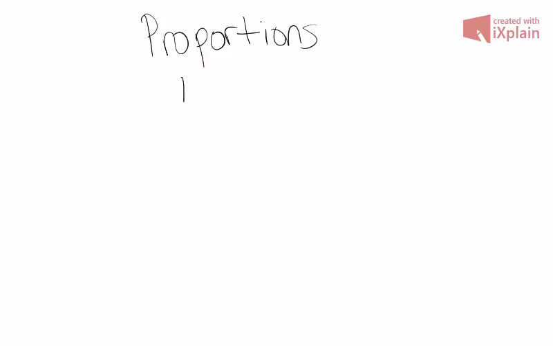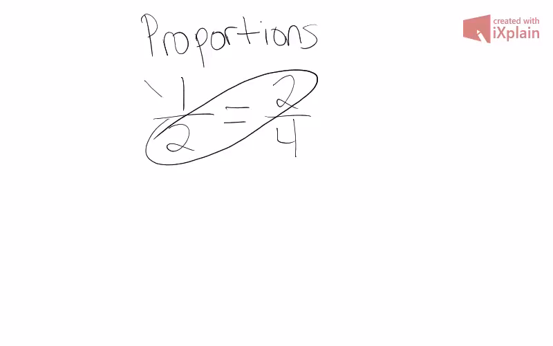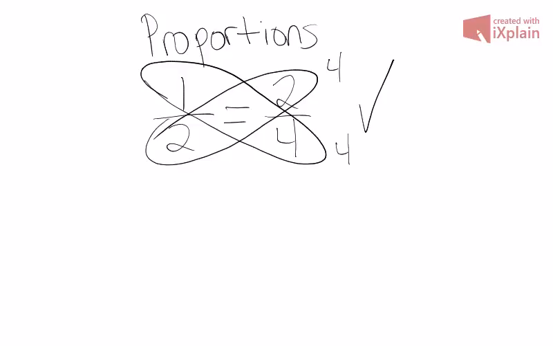So let's start out with a pretty easy one. 1/2 equals 2/4. And we know this is true because 2/4 would reduce to 1/2. So if we have proportions, the way that we can tell if they are the same is we cross multiply, and we want to see if we get the same answer. So if I cross multiply, I get 4 for 2 times 2, and then 1 times 4, I also get 4. So those are the same. That means they are proportional.